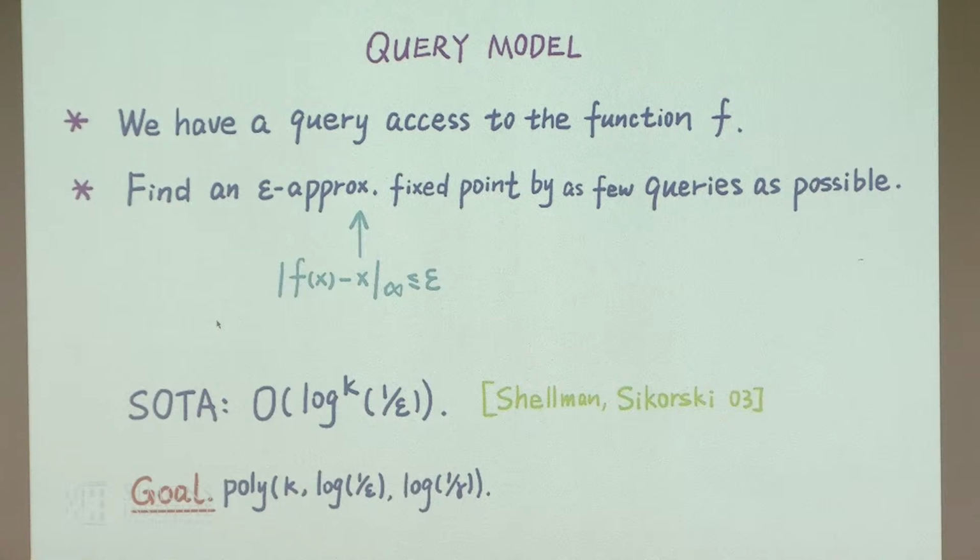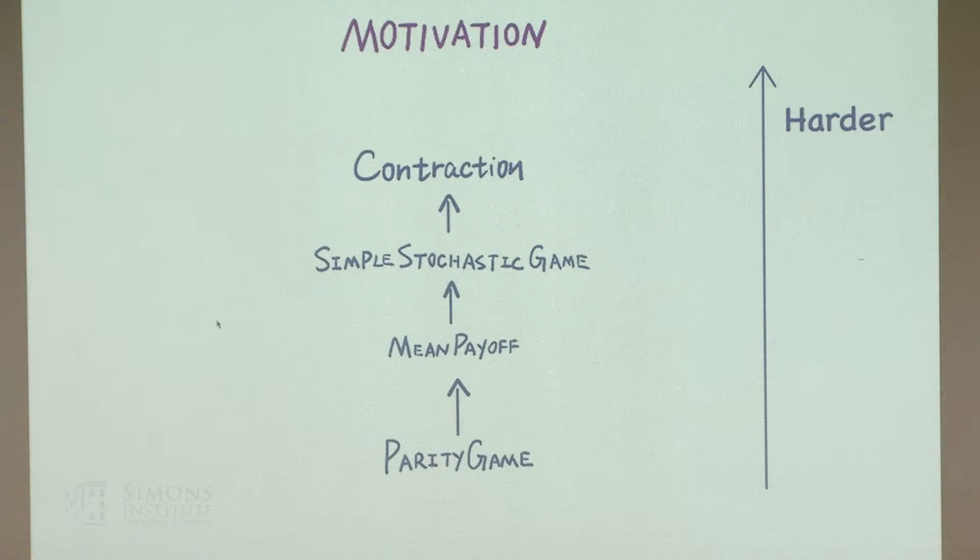So here we come to the motivation about all these games. We know there's a chain of reductions where parity game is the easiest one, and the middle ones are mean payoff games and simple stochastic games. And simple stochastic games can be reduced to contraction fixed point. That's the motivation.